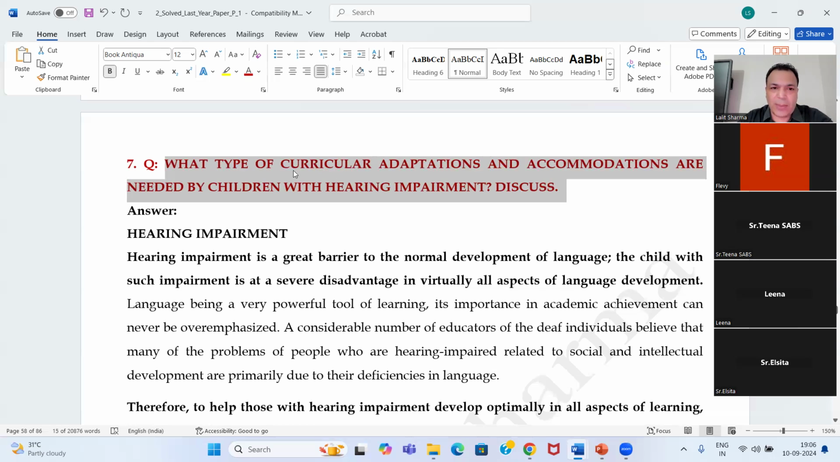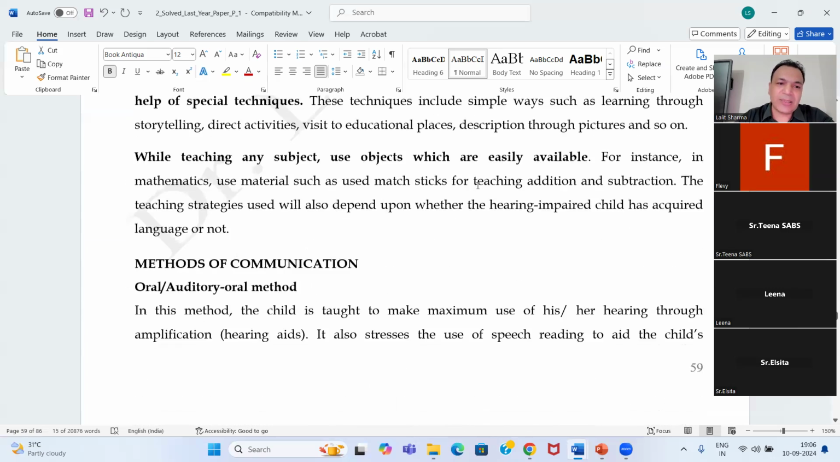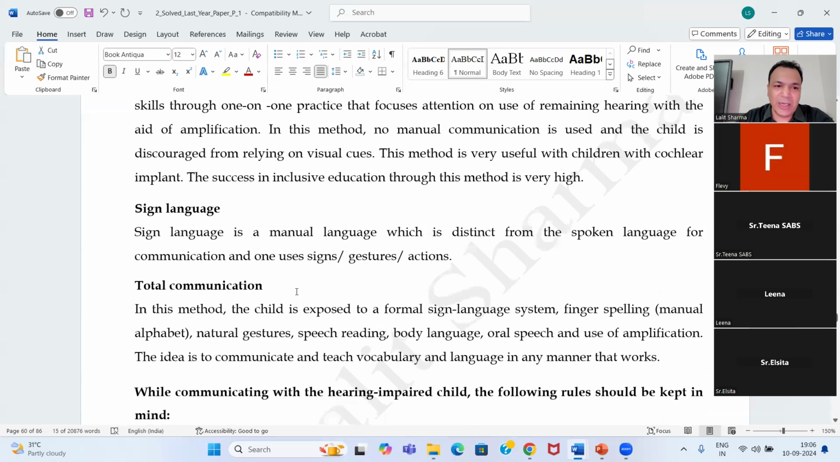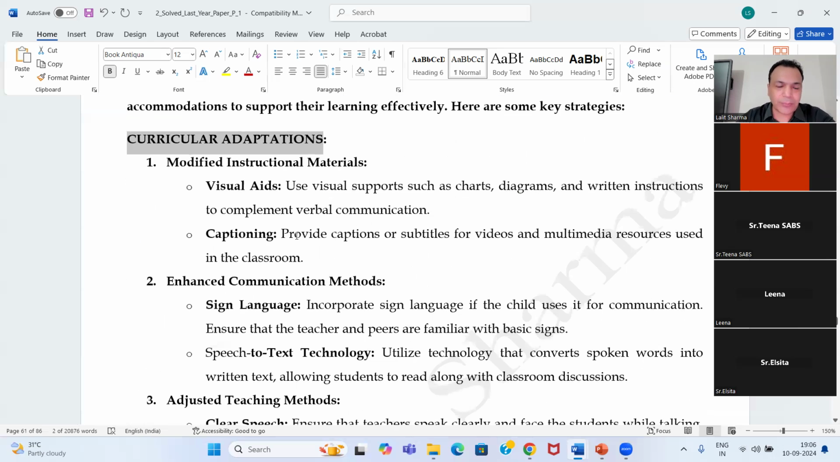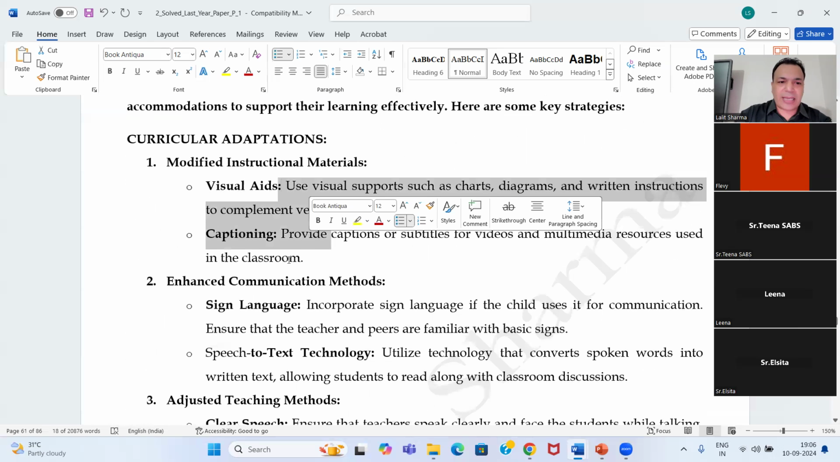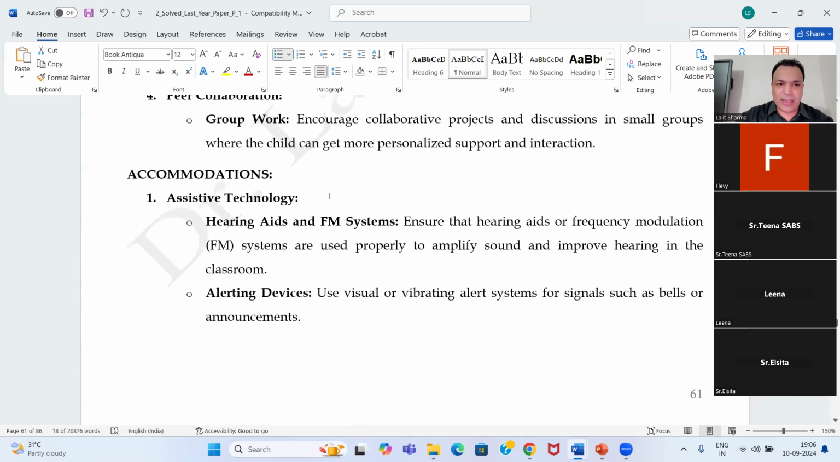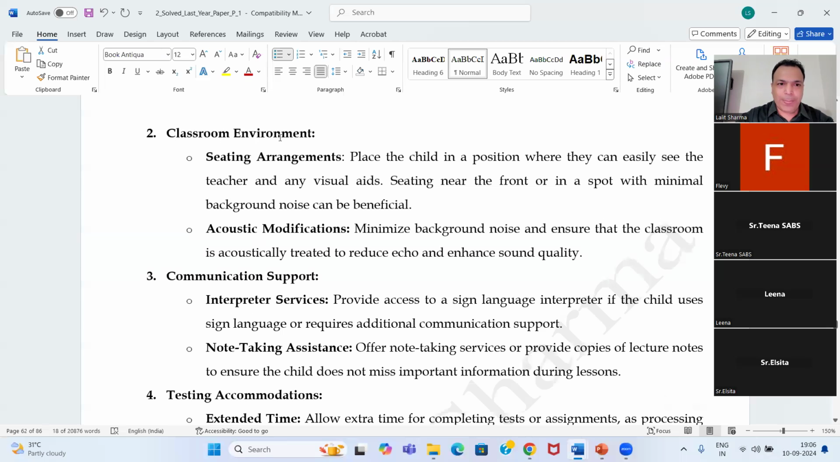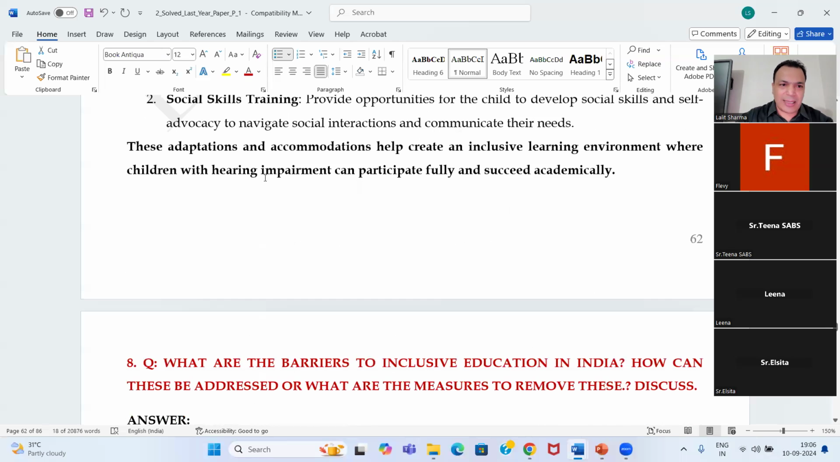So in this question, first talk about curricular adaptations and accommodations, then talk about hearing impairment, or what adaptations and accommodations are required for hearing impaired students. So all these points will come. Look, sign language, for the hearing impaired, he can see, all these have come. Look at curricular adaptations for visually impaired: visual aids, captions, enhanced communication. So you can learn it however you like, either point-wise from here, or you can write it running.